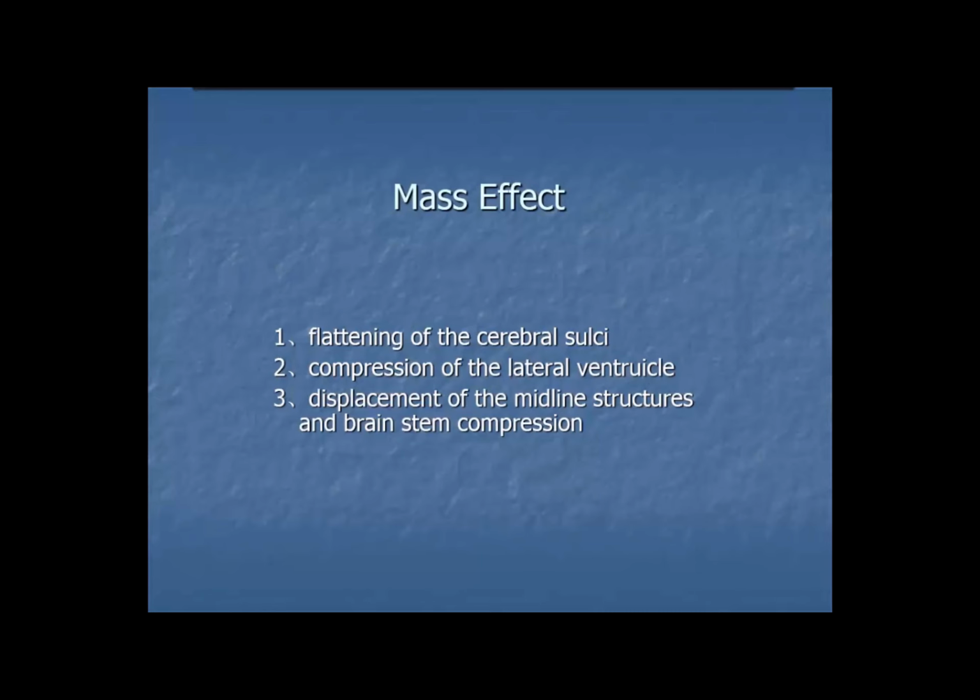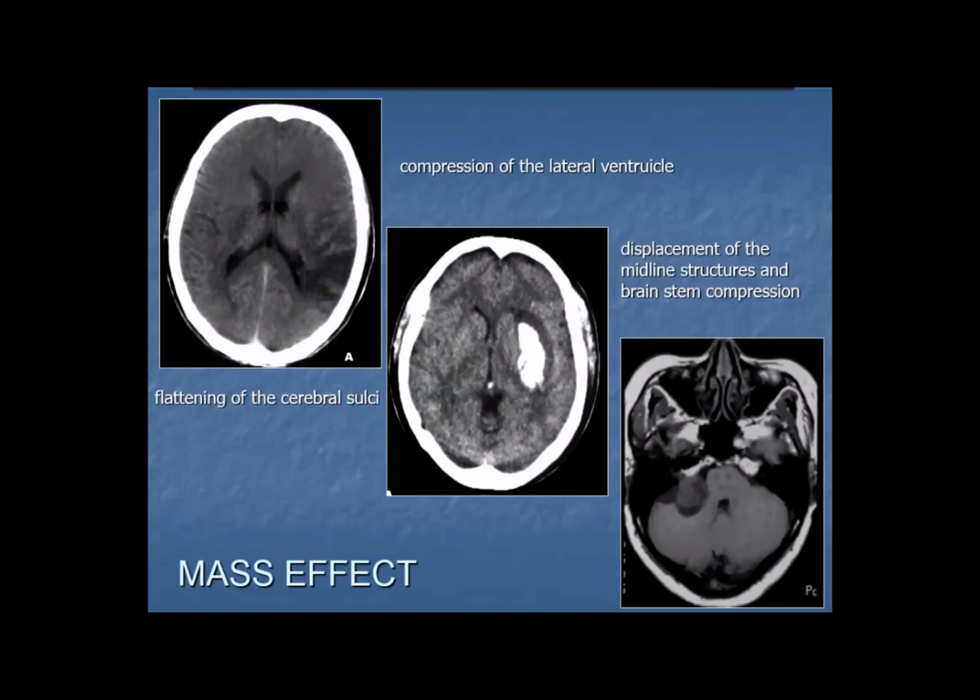I introduce the mass effect. First, the flattening of the cerebral sulci. Second, compression of the lateral ventricle. And third, displacement of the midline structures and brainstem compression. For the mass effect, we can find the flattening of the cerebral sulci. This is the right side with normal cerebral sulci. However, on the left side beside the lesion, we can find the cerebral sulci are flattened.